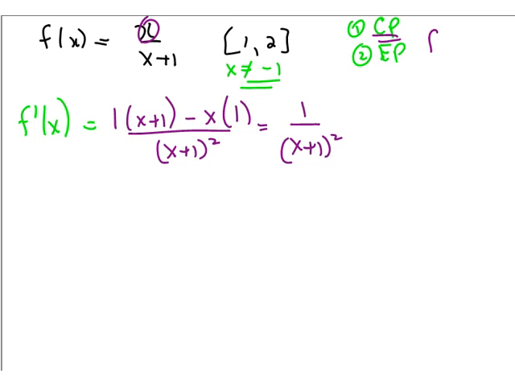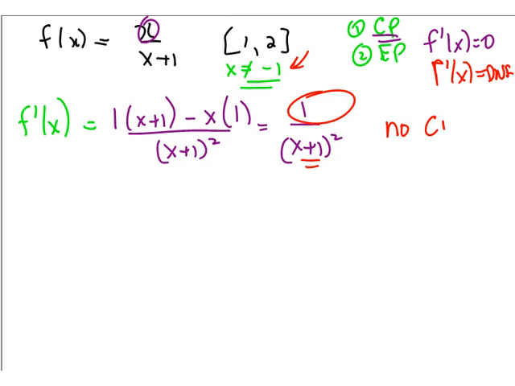So I'm looking for critical points. Where is the derivative equal to 0? Well, you can only get a derivative equal to 0 if the numerator is equal to 0, and that's not going to happen. What about where the derivative does not exist? Well, you might say, hey, the derivative doesn't exist at -1. But it's not a critical point because the function isn't defined at -1. So there are actually no critical points.